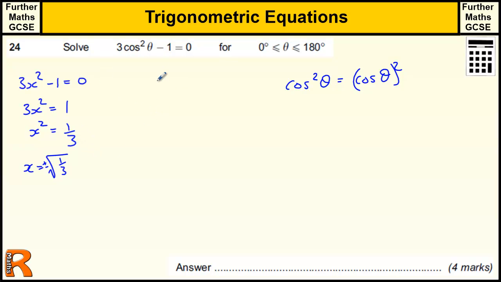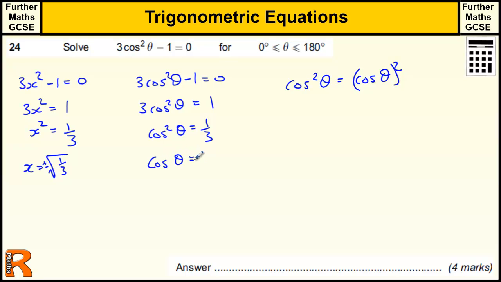Okay, so this is the same thing, except it's with a cos, so we've got 3 cos squared theta minus 1 equals 0. And we just manipulate it in the same way. We've got 3 cos squared theta, we add 1 to both sides, we divide by the 3, and then we take a square root, because cos squared theta is just cos theta squared, so it's the square root of 1/3. And again, remembering there's 2 solutions, a positive and negative one.